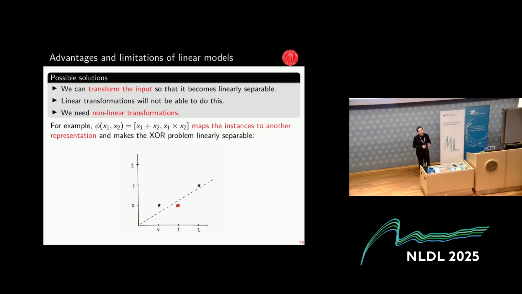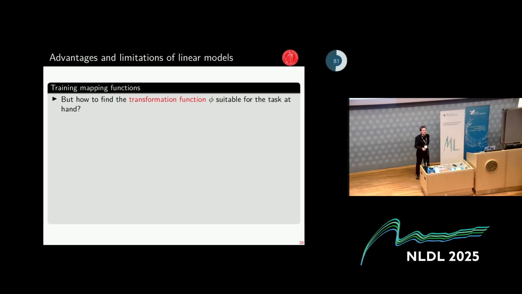We can now define a straight line, which is a classifier, right? Which will be such that all the black stars will be on the one side of the decision boundary and all the red circles will be on the other side of the decision boundary. You can check it yourself afterwards if you don't believe me. But of course, the problem is that it's time-consuming to devise such transformations manually, right? And it's not scalable. We cannot just sit and think how to transform our data sets for every task at hand.